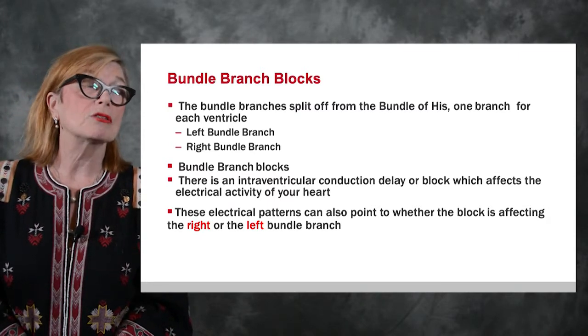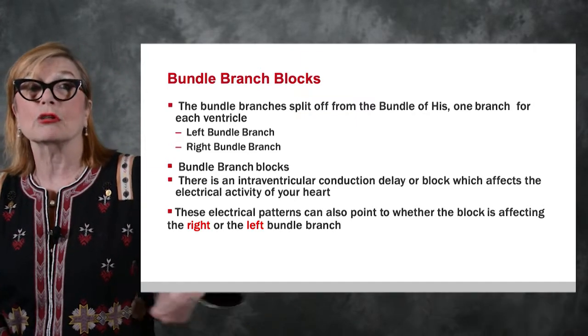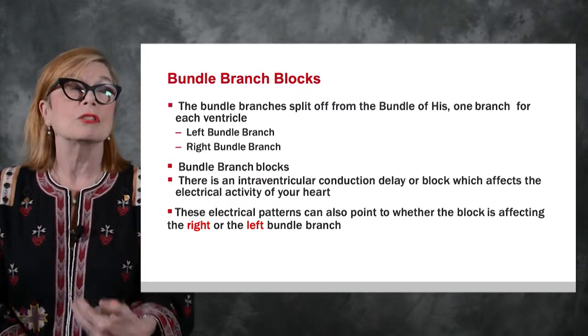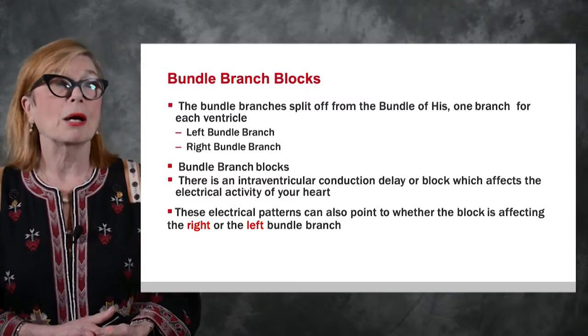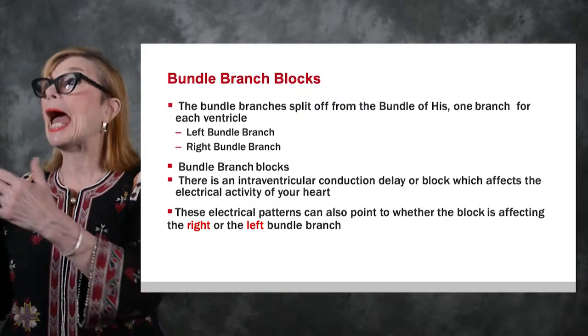So the width is greater than 0.12, but you'll be upright in your V6 or lead 2, which are representing the left heart, and you'll be downwards in V1, which is representing the right heart. With a right bundle branch block, all current goes towards the right. That's abnormal.